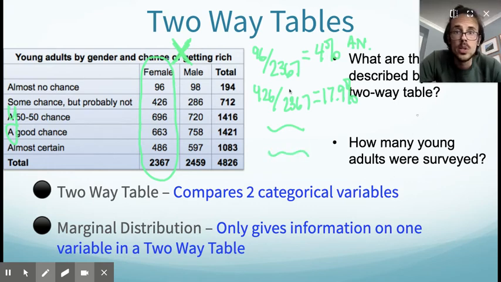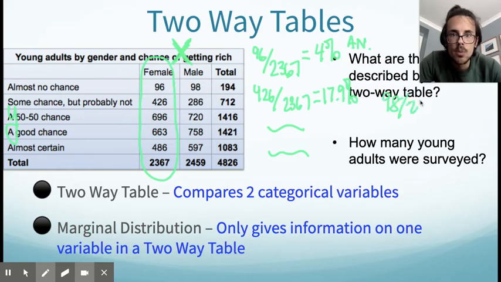Then what you would do is go over here to male, and you would say, well, are males that much different than females? And you would compare them. So with males, I would take 98 out of 2459, and then I would get that percentage, and I would do that for each one of these as well.